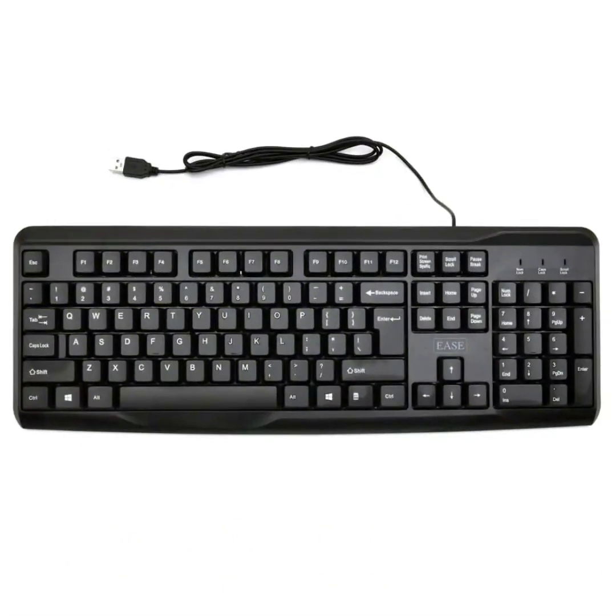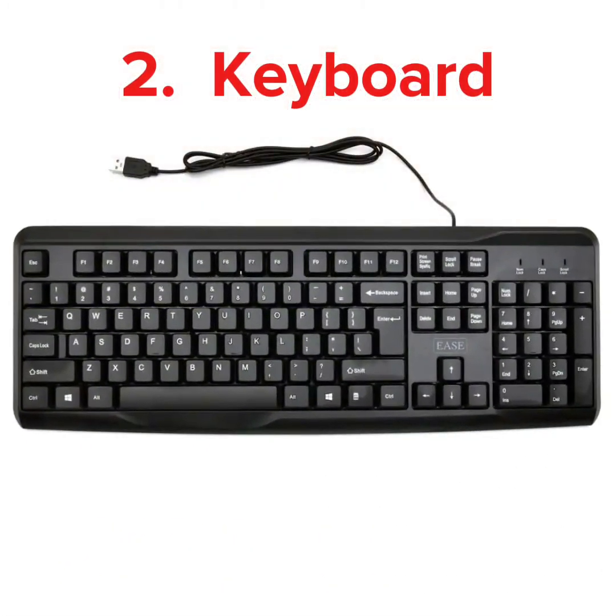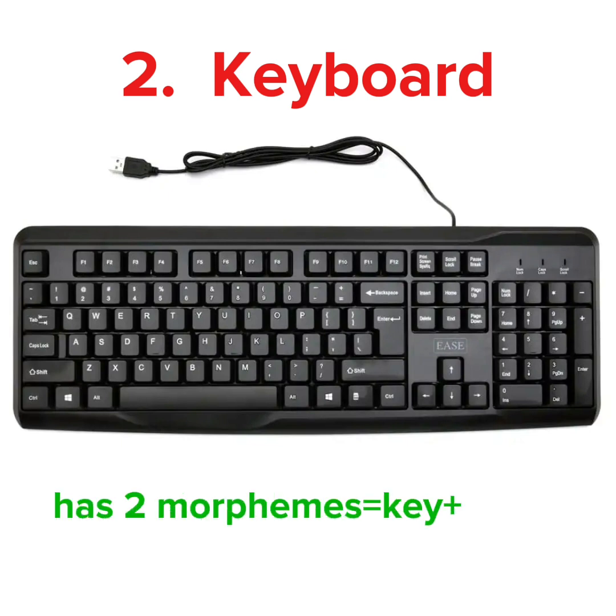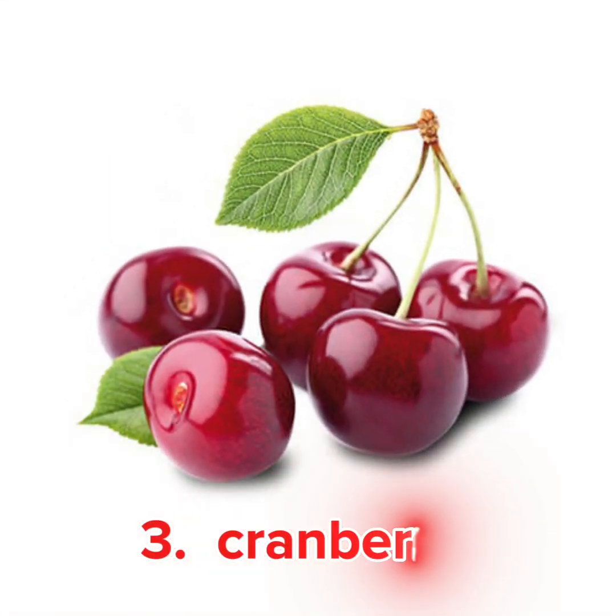Let's take the next word, keyboard. Keyboard uses a slightly different word formation process, but it has two morphemes, key and board. Both of these are meaningful. We can pretty easily define them. We combine those separate words, separate morphemes, together to form a new word, keyboard. Keyboard has two morphemes.